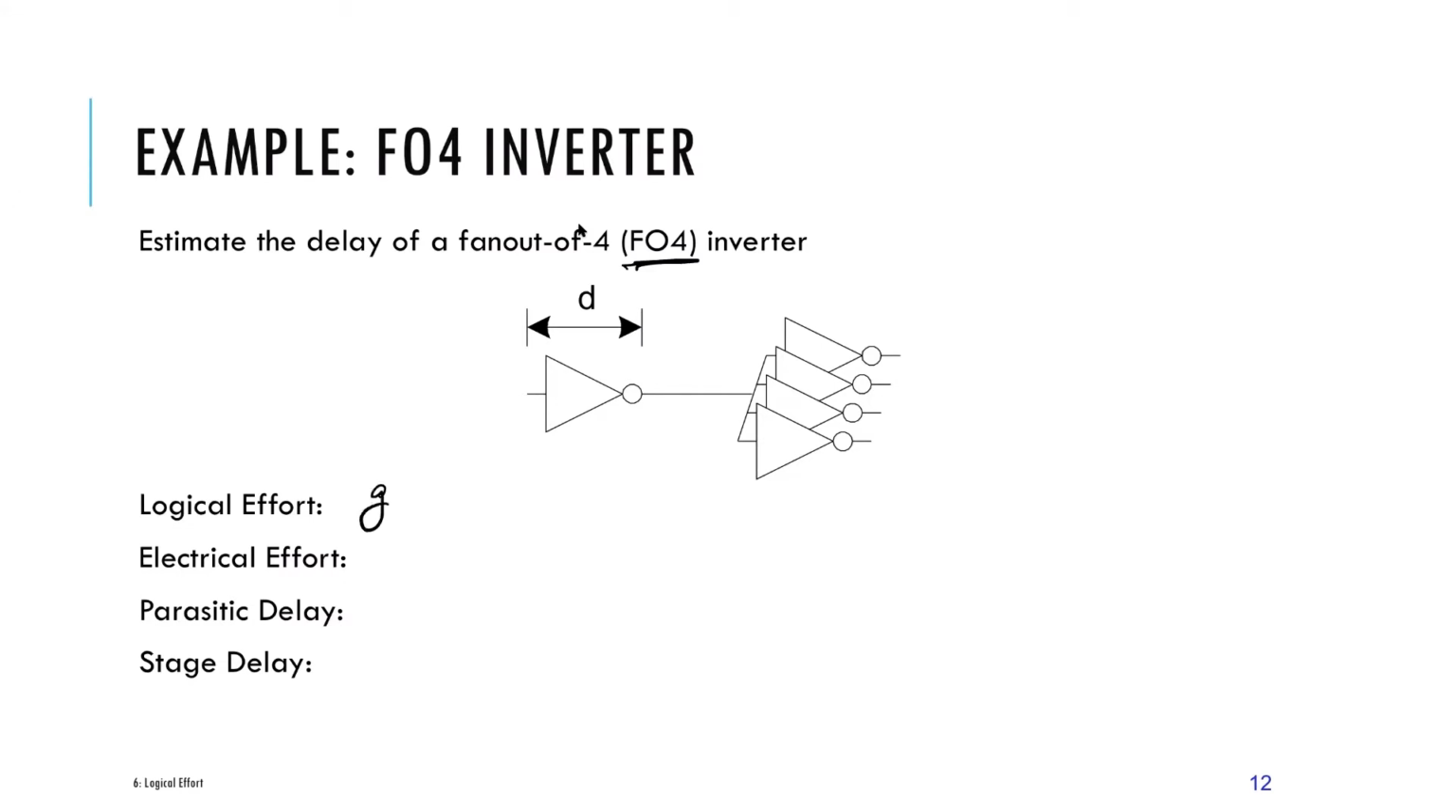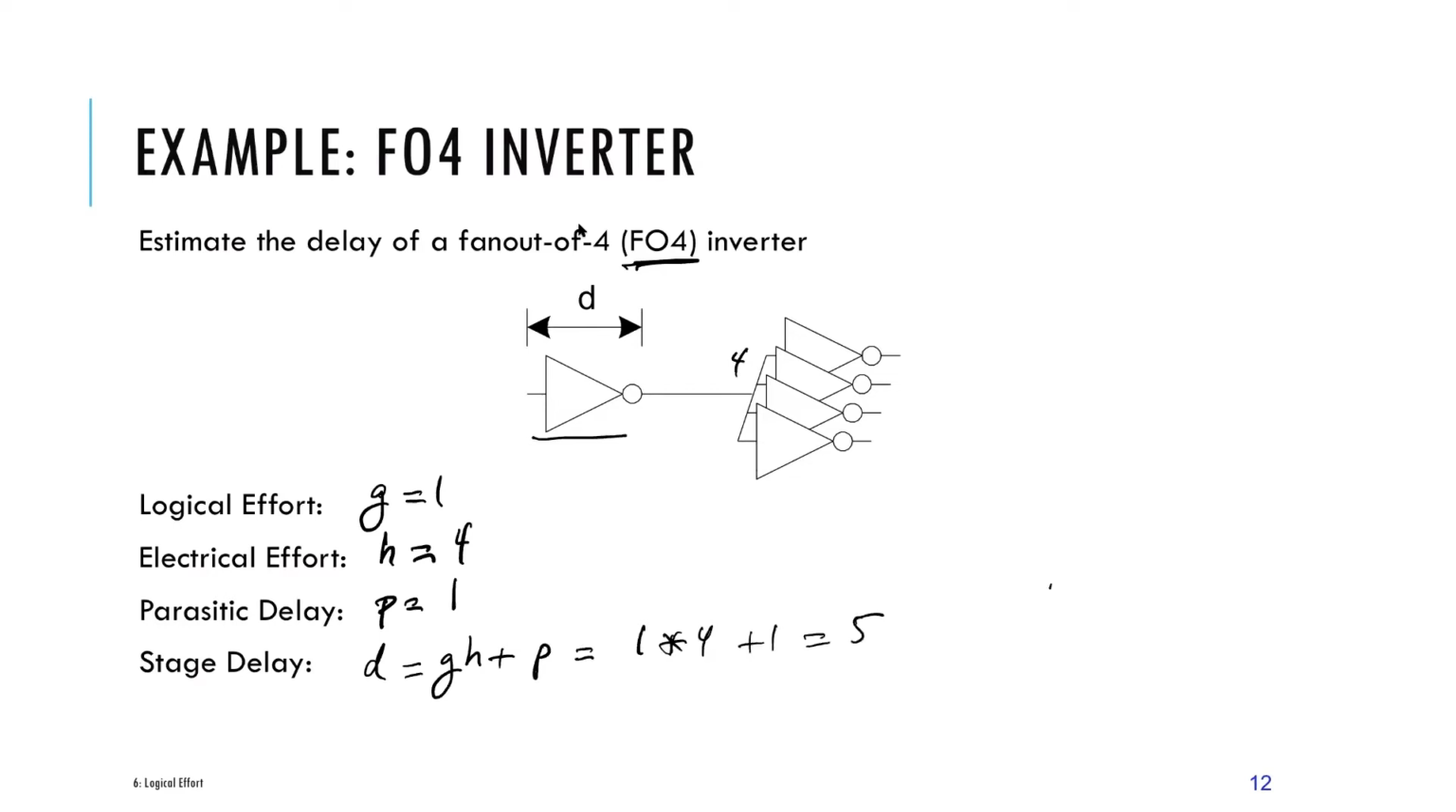So G is 1, because we have an inverter. Just looking at the table, I remember G is 1. H is the fan out. So we have 4, driving 4 stages like ourselves. So that's 4. And parasitic delay, because it's an inverter, is just 1 again. So the total stage delay is G times H plus P. So it's just 1 times 4 plus 1 equals 5.